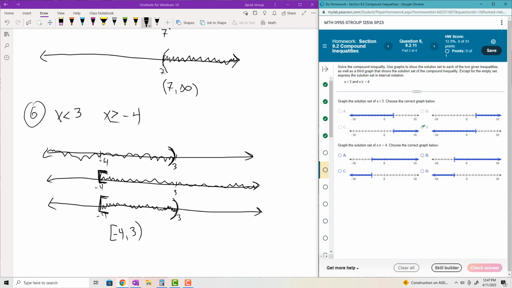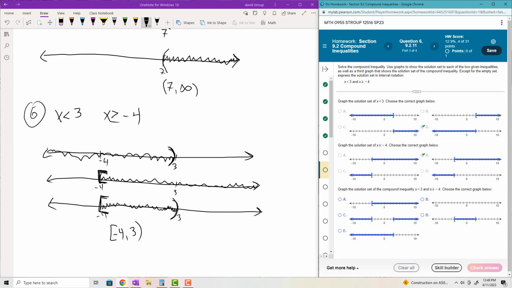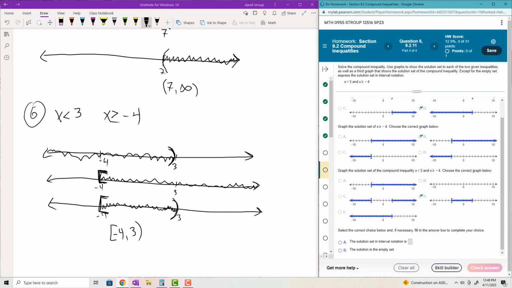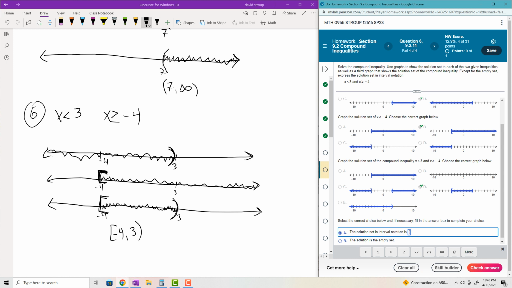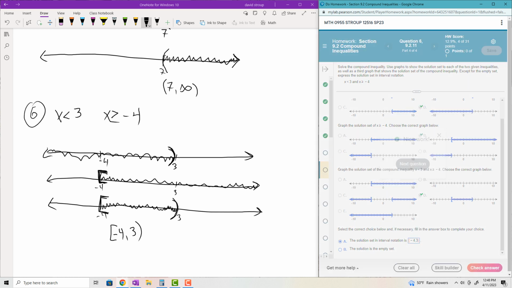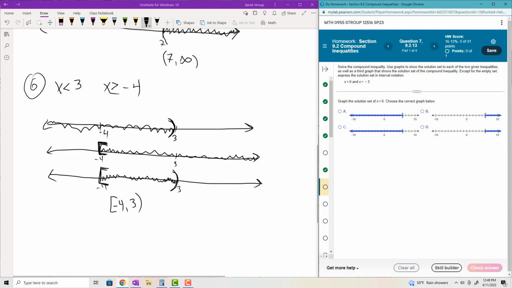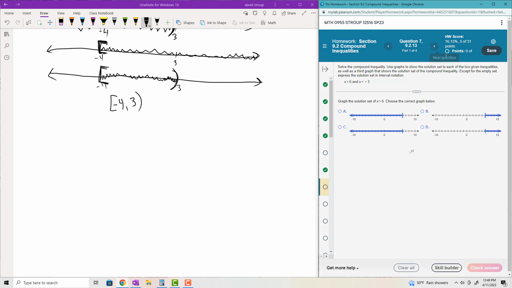X greater than -4 is right here. Okay, yeah, so you have to hit three buttons to get this. Looks like D. And then the solution set, square bracket, -4 to 3, open parentheses. Okay. All right.